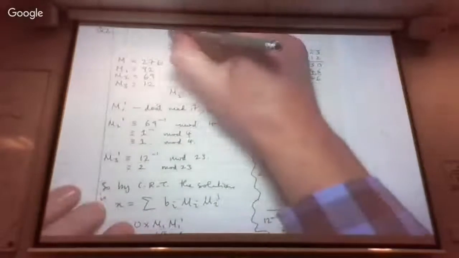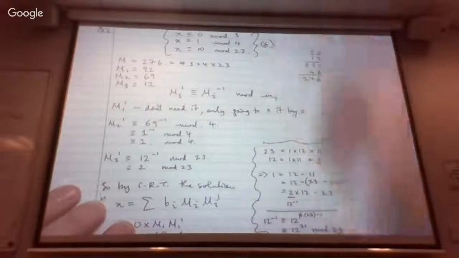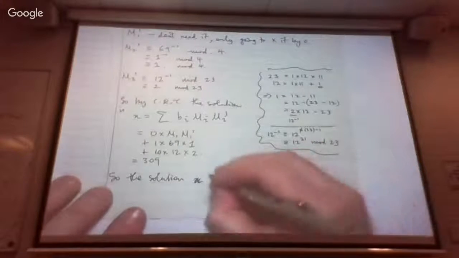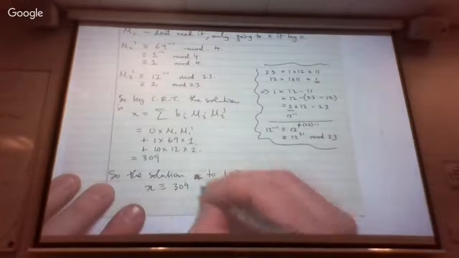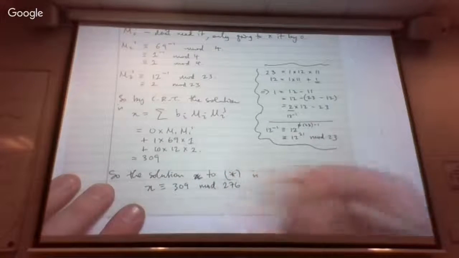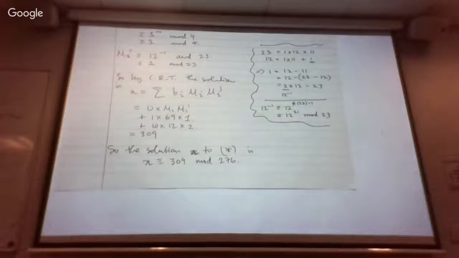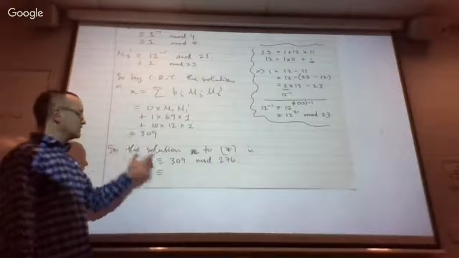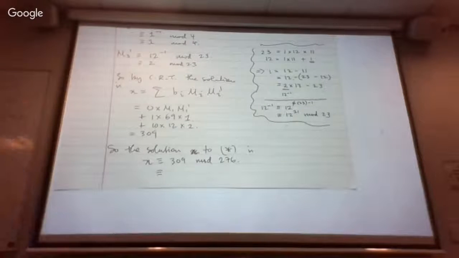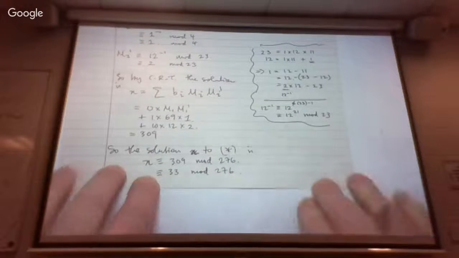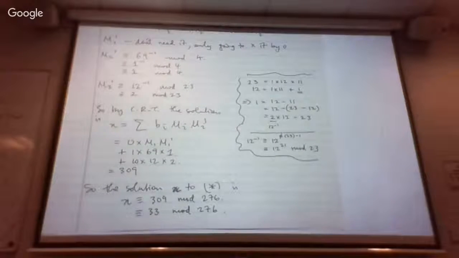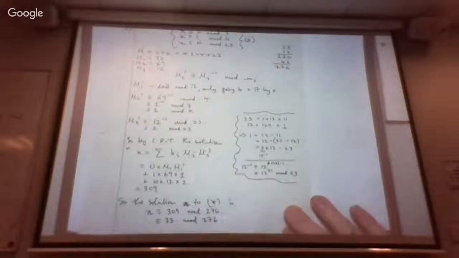So the solution to this original family up here, let's label that as star, is x congruent to 309 modulo 276. And just for aesthetics, we should quote the smallest positive representative, so just reduce it modulo 276. So it's 33 modulo 276, and because the numbers aren't too big, we should be able to verify that that is indeed a simultaneous solution.